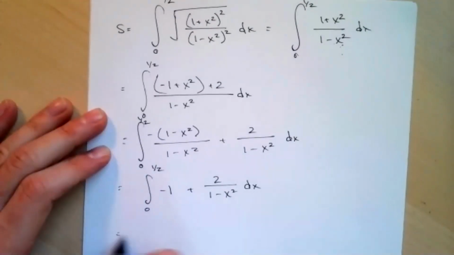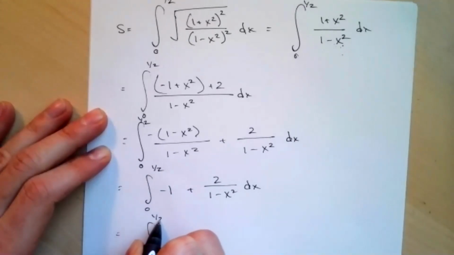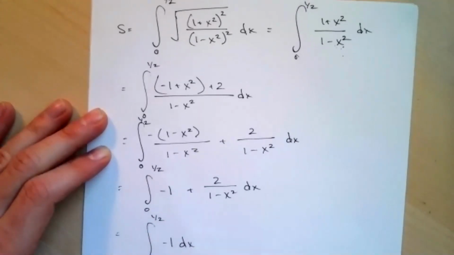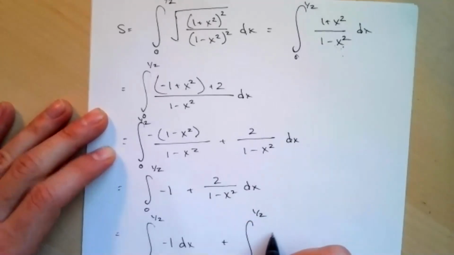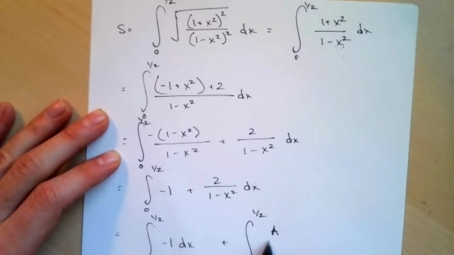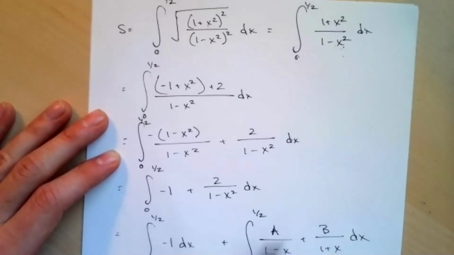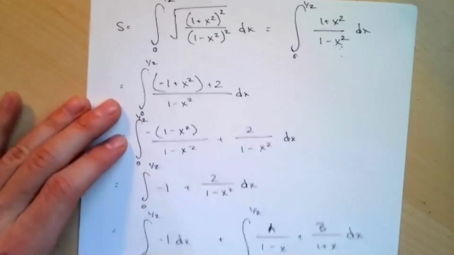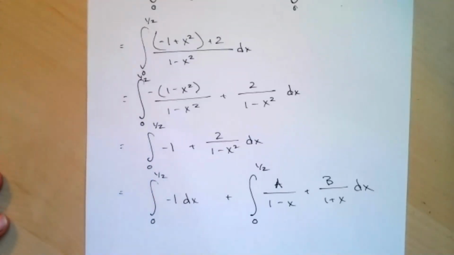And then now, of course, you want to do your partial fractions. So 0 to 1/2. That integral, pretty easy. And then we've got, let's just write it out, a over 1 minus x plus b over 1 plus x. And then you got to do the algebra to figure out your a's and b's, and then integrate from there. Any questions? Do you guys want to see the rest of that?